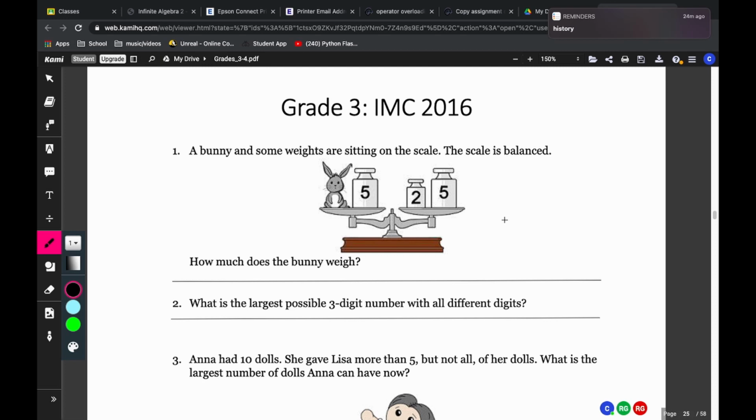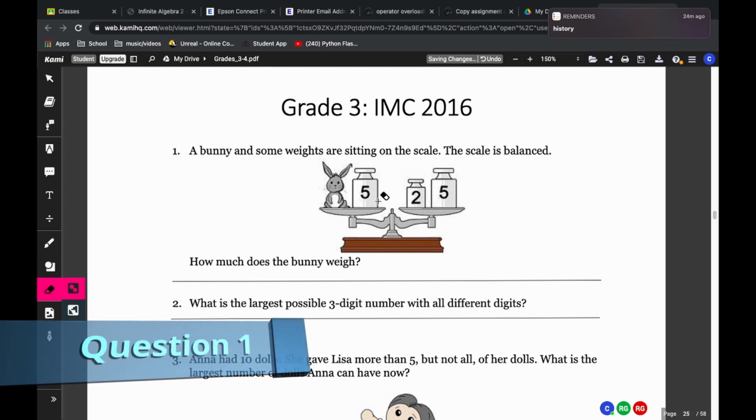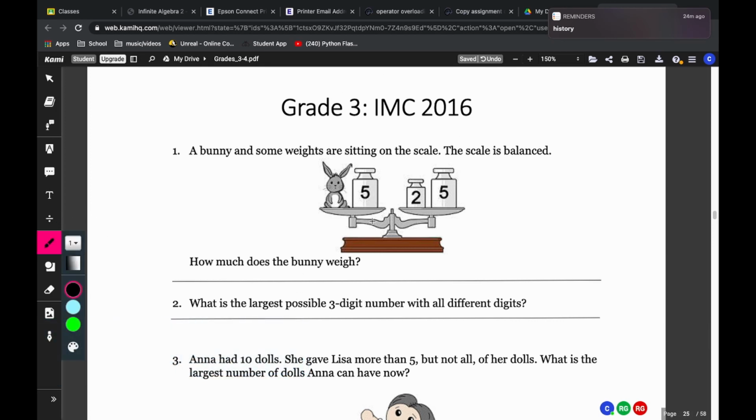Guys, in this video I will be discussing the IMC paper 2016 grade 3. Moving on to number 1. So we see that there's a bunny plus 5 and 2 plus 5. So you can just take out the plus 5, and then we see that bunny is equal to 2. So the answer would be 2. Really easy.